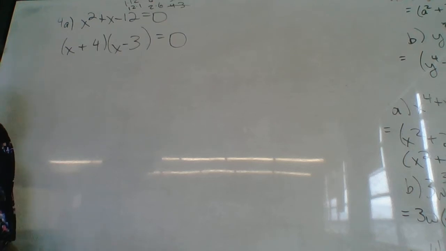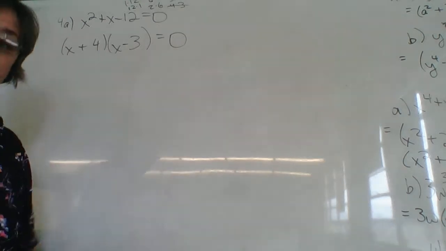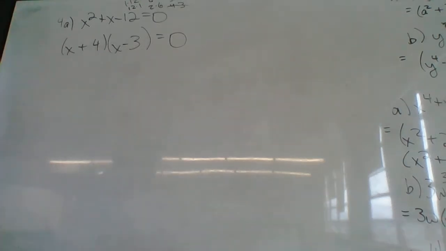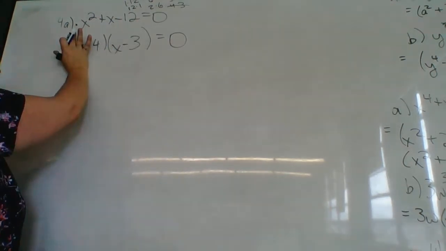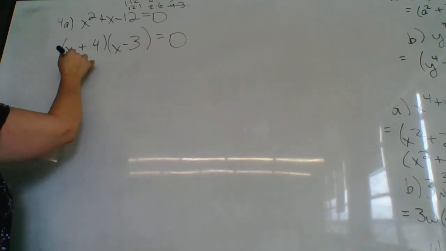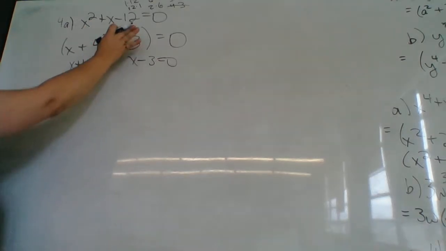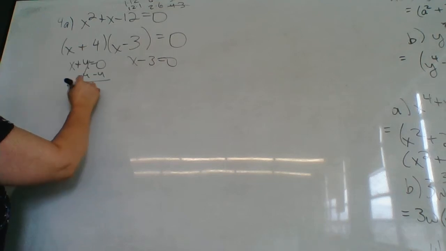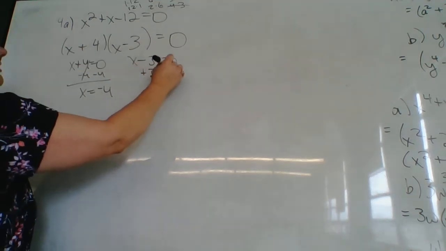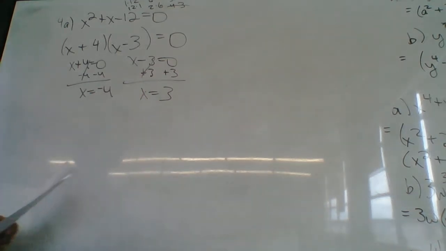I will tell you this. The more of these you do, the factoring, the easier it will become, and you'll start to see the answer. Now here's the last part of this. To solve for x, either this has to be 0, or this has to be 0, because 0 times anything is still 0. So set each factor equal to 0 and solve. x is negative 4, and x is 3. You have two answers, negative 4 and 3.